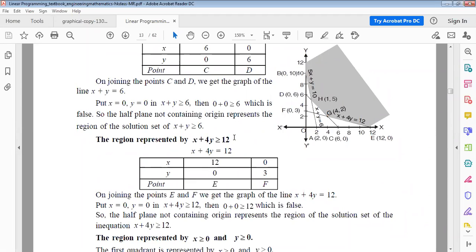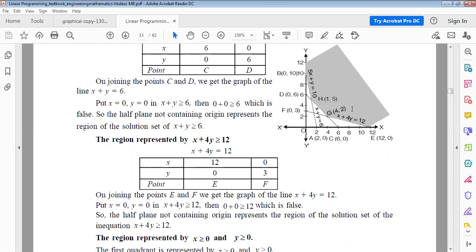So for the third constraint, x plus 4y greater than or equal to 7, and the third equation, we get: if y equals 0, x equals 12, and if x equals 0, y equals 12 by 4, that means 3. So these are the points E and F. Every maths problem you will solve like this. E point is 12, 0. Another point, x equals 0, y equals 3. This is the straight line for the third inequality.